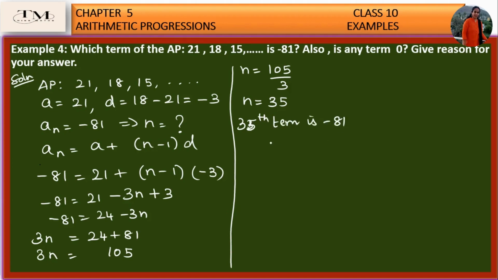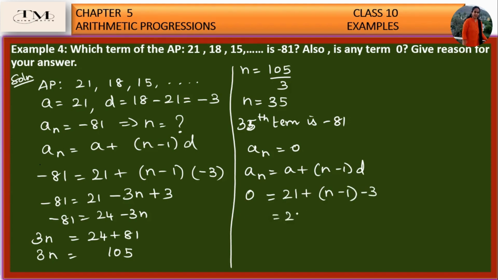What is the next question? Also, is any term 0? We have to check whether 0 is present in this AP or not. Let us assume it is present. an equal to 0. What is an? an is nothing but a plus n minus 1 into d. So an is 0. We know a is equal to 21, and d is minus 3.